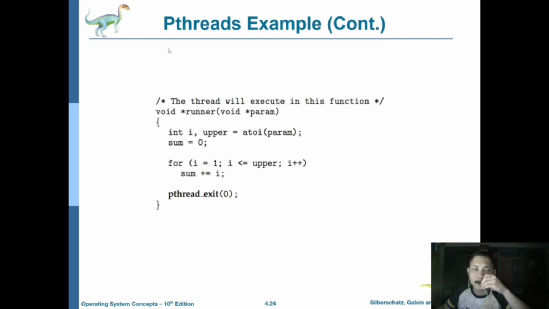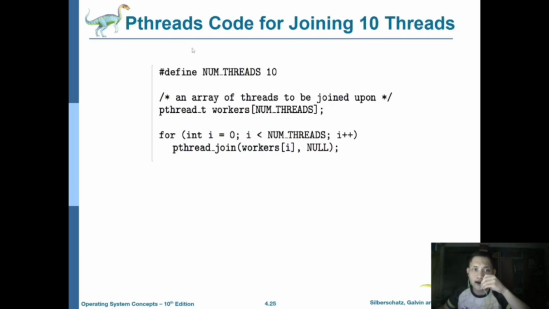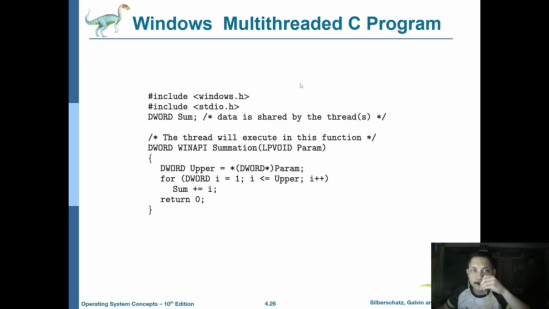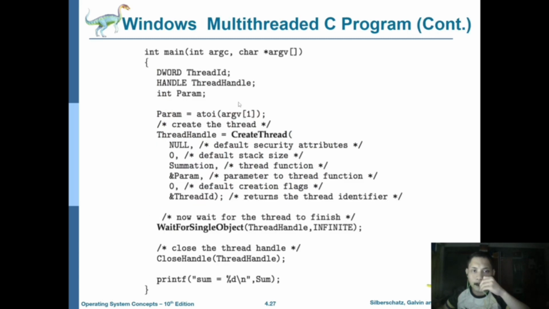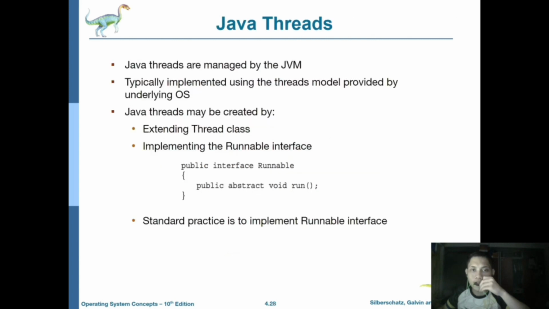This is also an example of the Pthreads, the Pthreads code for joining 10 threads. Next, the Windows multi-threaded C program. So here is the code for the Windows multi-threaded C program. This is also an example.